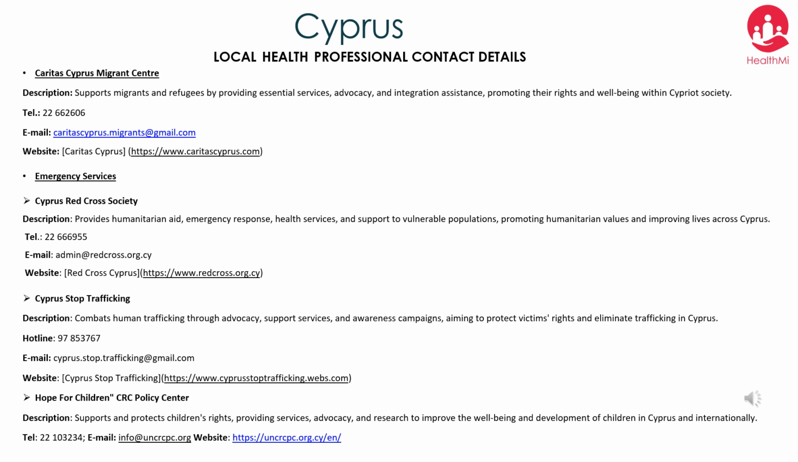Emergency Services. Cyprus Red Cross Society. Description: provides humanitarian aid, emergency response, health services, and support to vulnerable populations, promoting humanitarian values and improving lives across Cyprus. Telephone 22 66 ... 955. Email admin@redcross.org.cy.